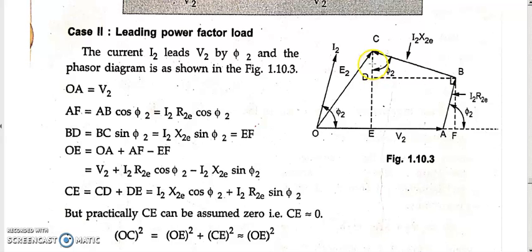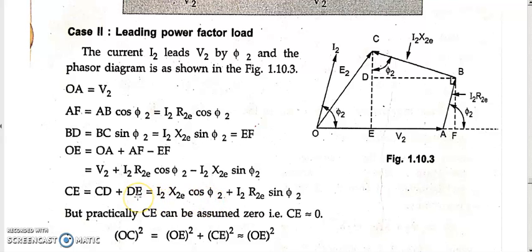So cos is equal to what? Cos phi 2 is equal to adjacent by hypotenuse, that is cos phi 2 is equal to CD by CB. So CD is equal to what? Cos phi 2 into I2 x2E. Hope you understood how this formula comes. So CD is equal to I2 x2E cos phi 2.